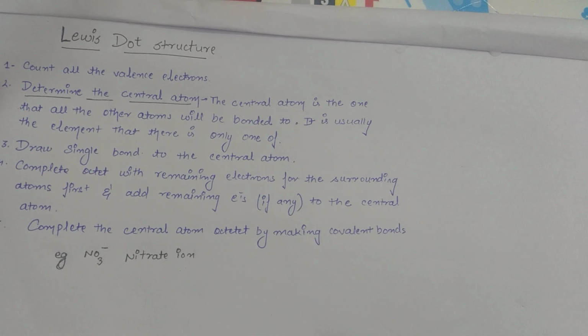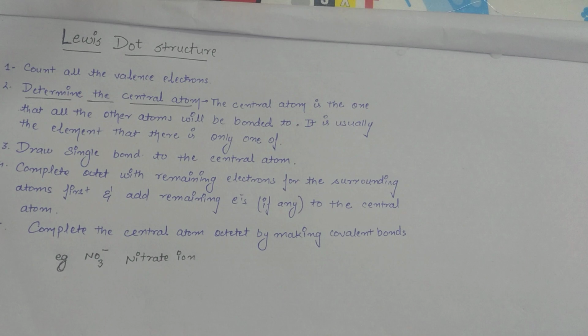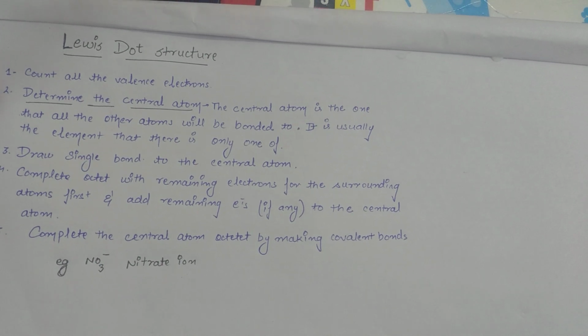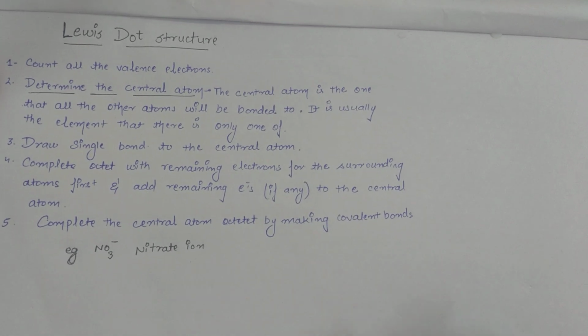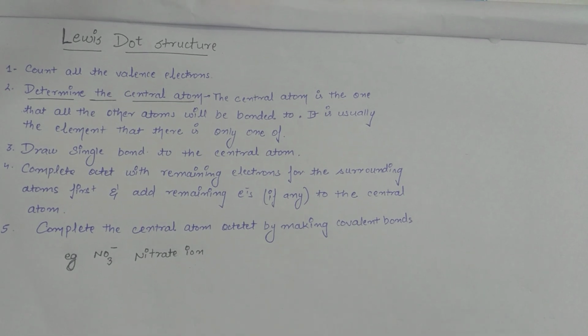Students, today we will study about Lewis dot structure. To draw the Lewis dot structure for any molecule, you have to just follow 5 simple steps, which are: first of all, you have to count all the valence electrons. After that, determine the central atom.